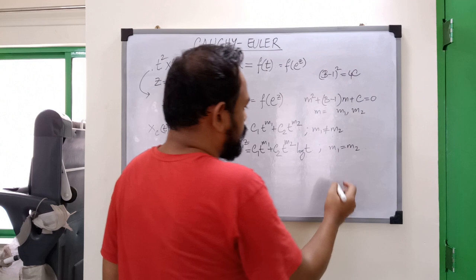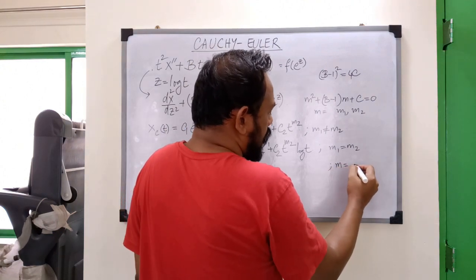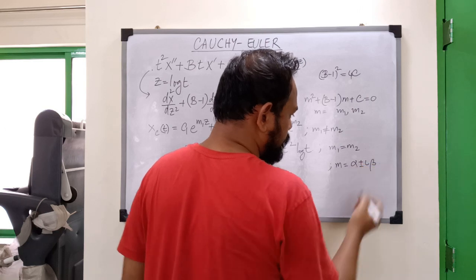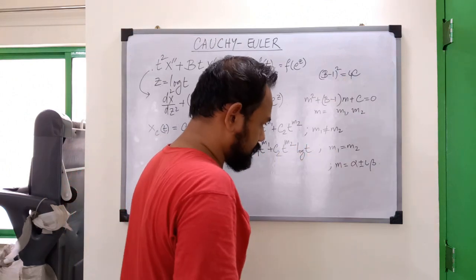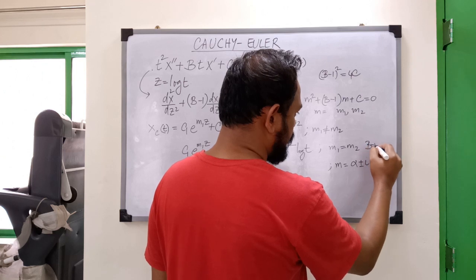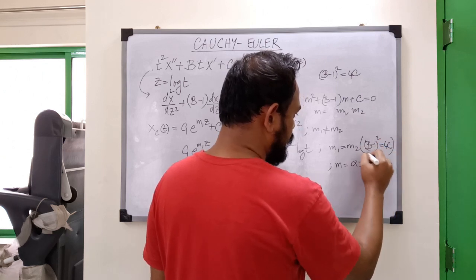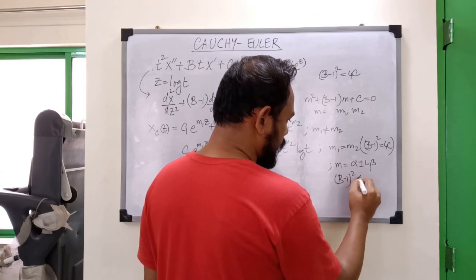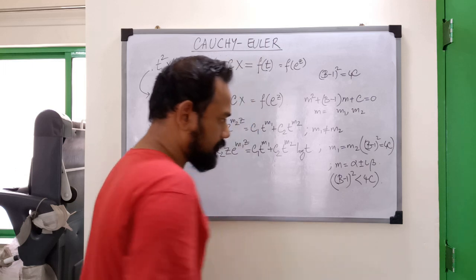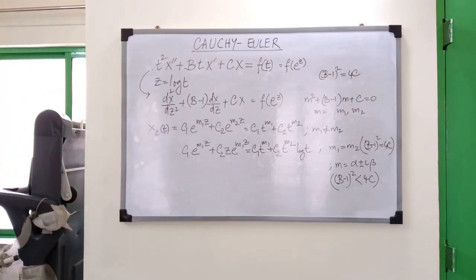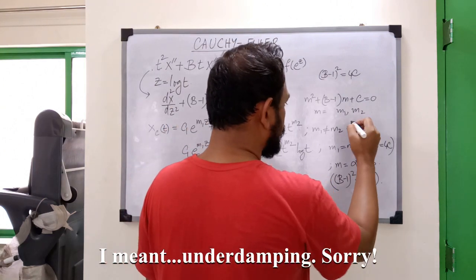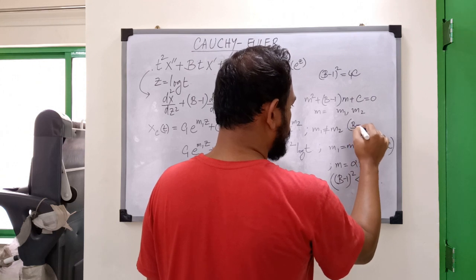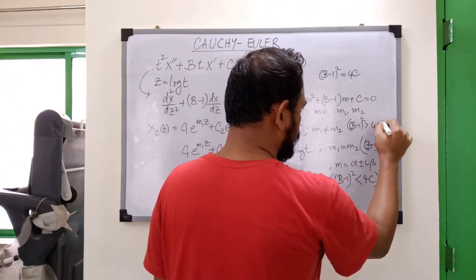And if the two roots are complex numbers, for example alpha plus i beta, that's the case when (b minus 1) whole squared is less than 4c. The earlier case was when (b minus 1) whole squared is equal to 4c. This is the case of no damping. And this is the case of overdamping when (b minus 1) squared is greater than 4c.